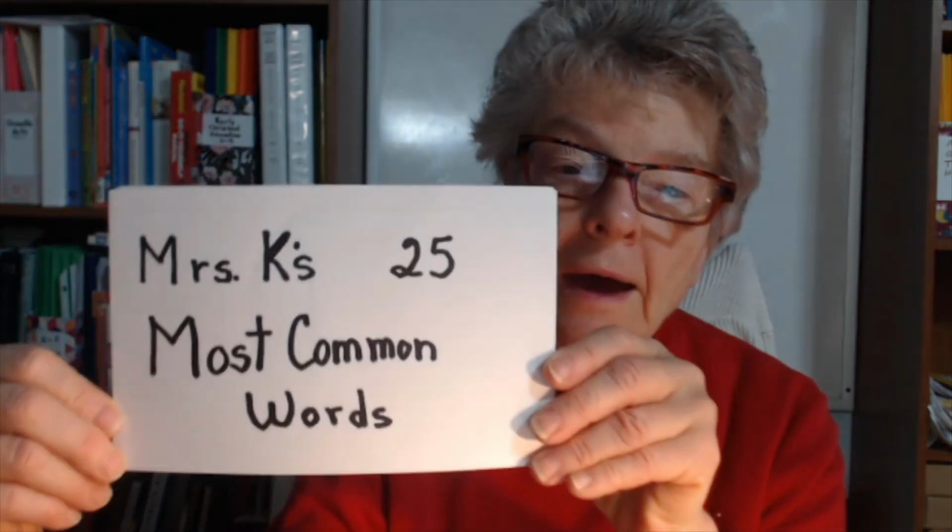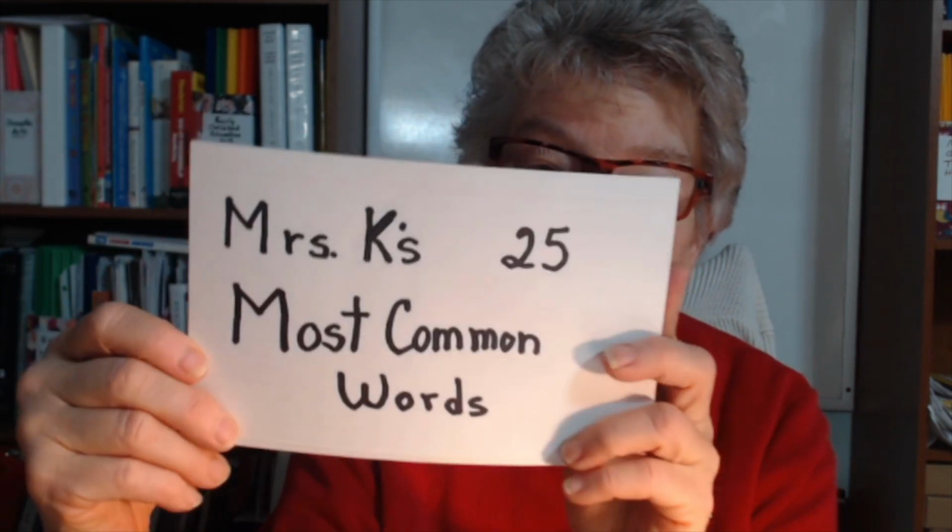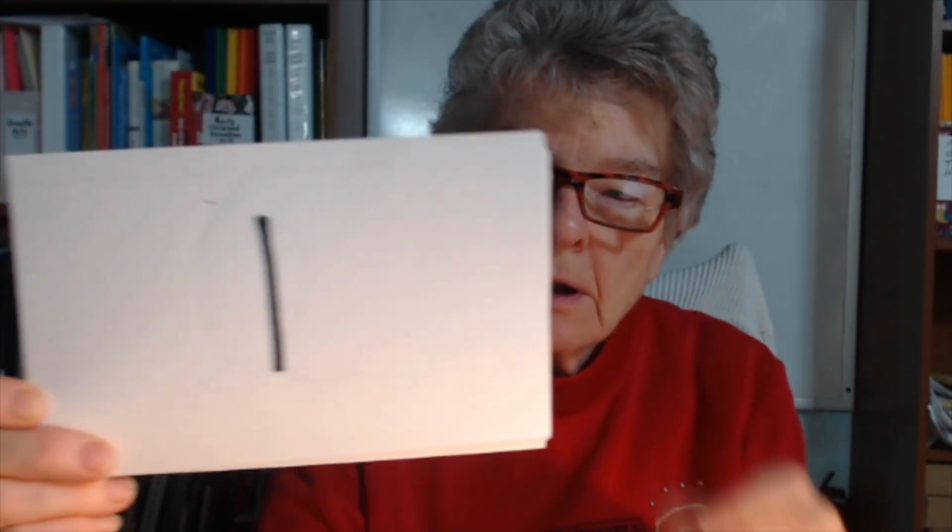First of all, we have a title card. This is my set of the 25 most common words, you'll notice. And then we have card number 1, card number 2, card number 3, card number 4, card number 5, the card that says weekly, and I know these. They are put in that order in the deck.